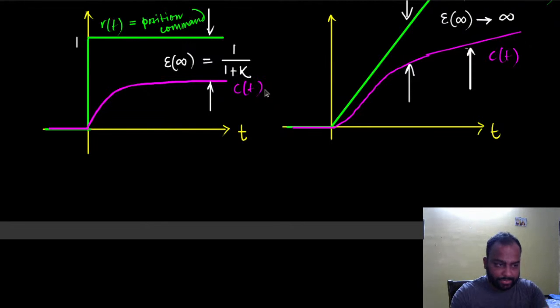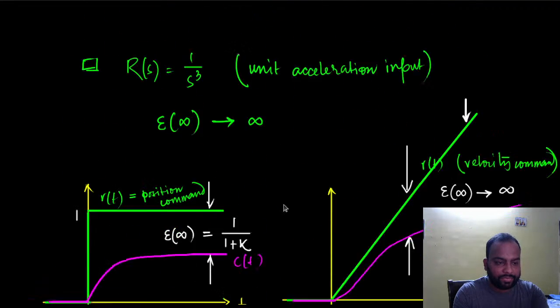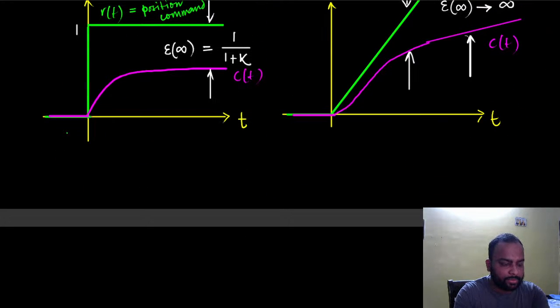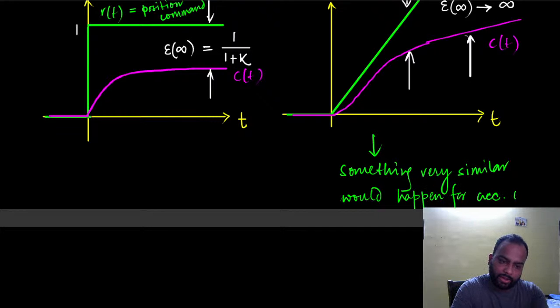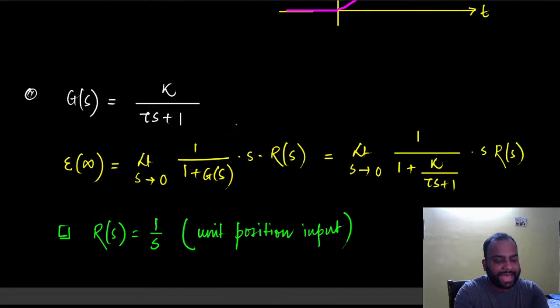Okay. So systems that have this kind of a feature are known, and let me just write it down. Very similar, something very similar would happen for an acceleration command. All right. So this system is known as a type 0 system.